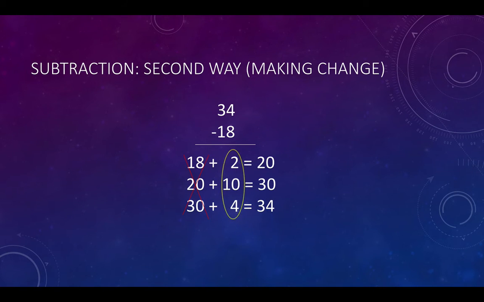So, right here, which I circled, are the numbers that we were adding to get to the 34. We add up those numbers, 2 plus 10 plus 4, and we get 16. 16 is the answer to this problem because that is what we had to add to the 18 to get to 34.